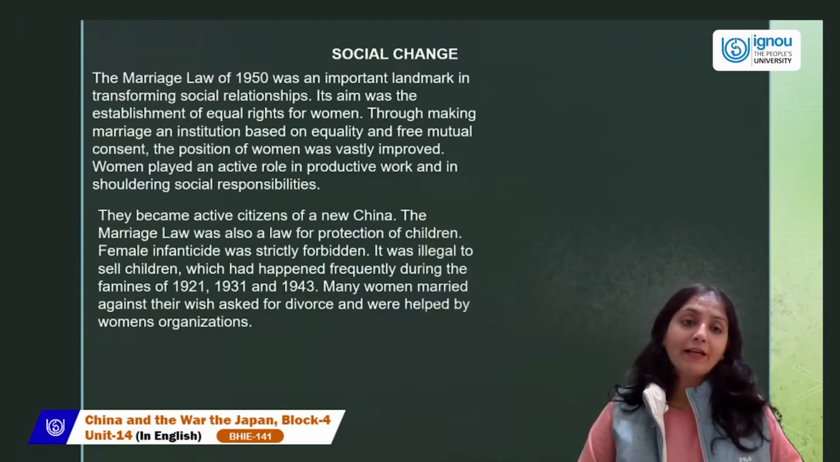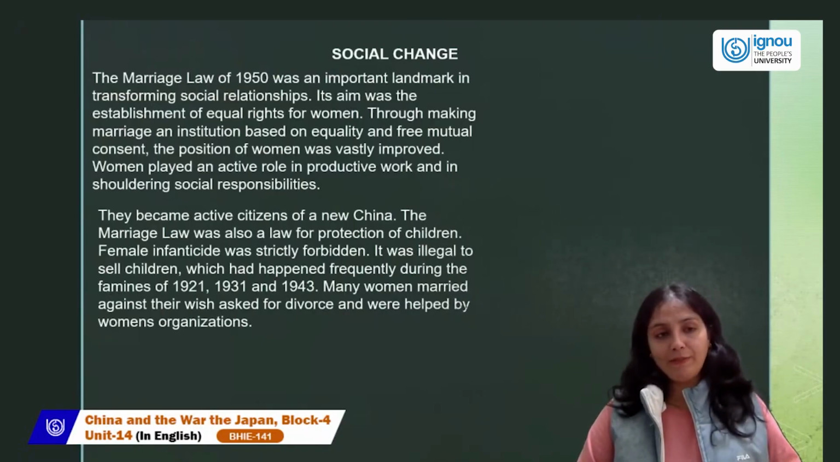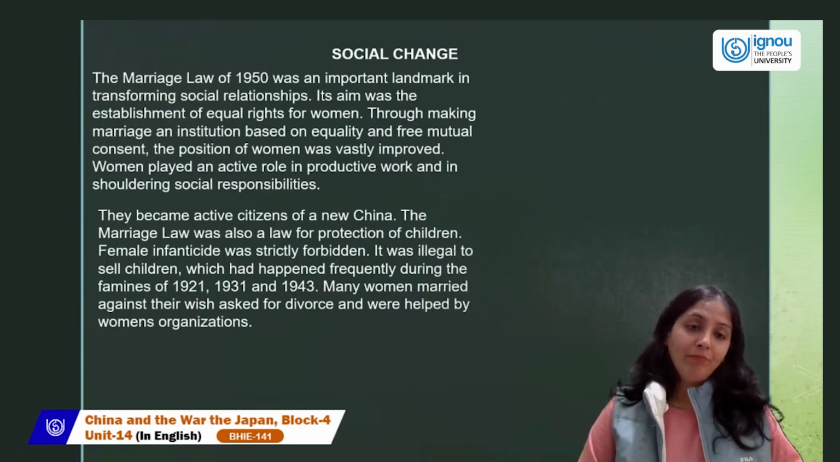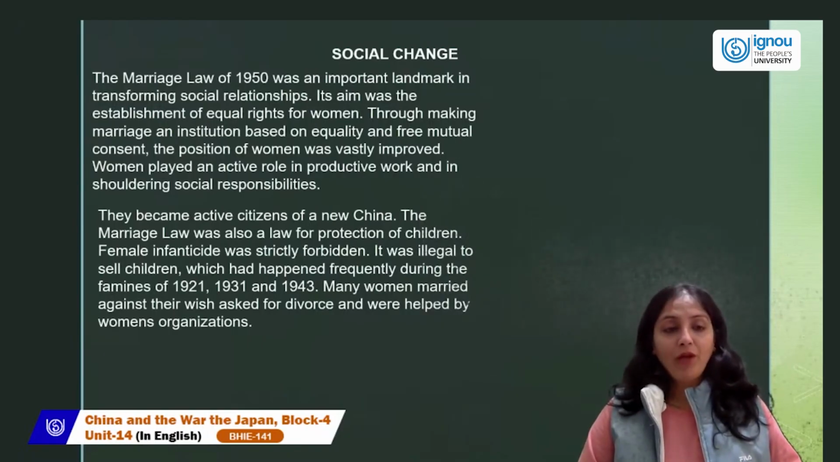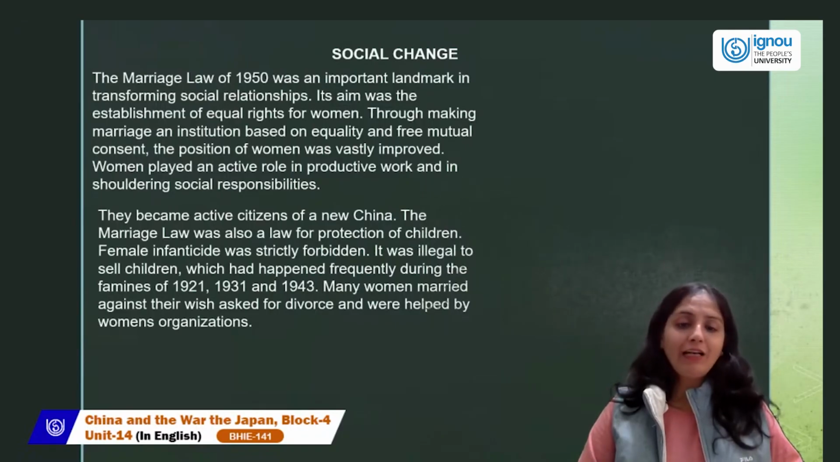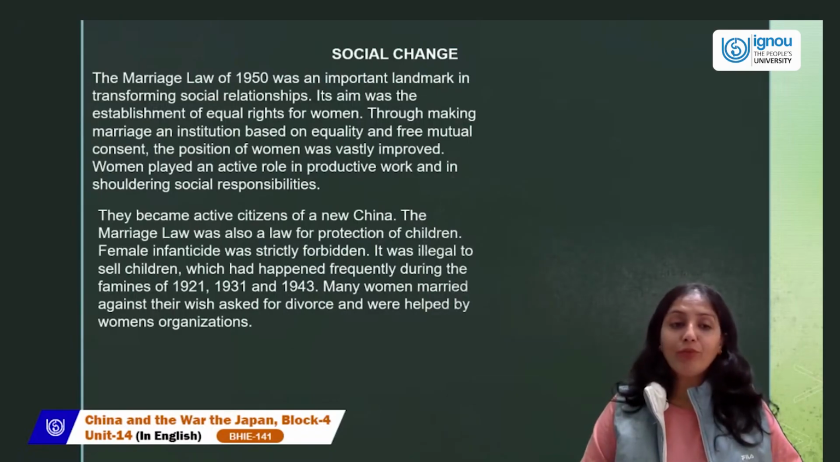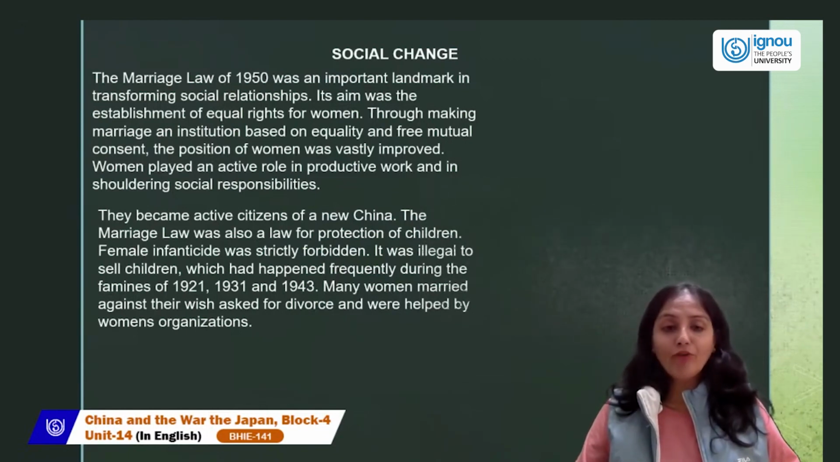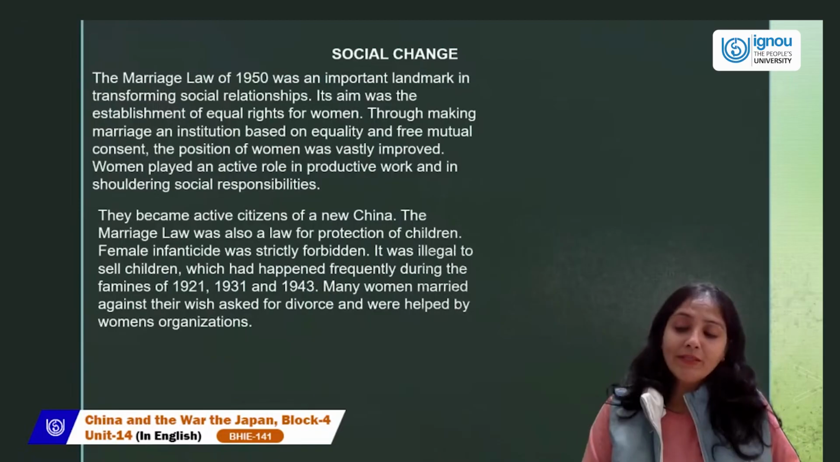Women played a very active role in productive work and in shouldering social responsibilities. They became active citizens of a new China. The marriage law was also a law for the protection of children. Female infanticide was strictly forbidden, and it was illegal to sell children, which happened frequently during the famines of 1921, 1931, and 1943. Many women married against their wish asked for divorce, and were helped by women's organizations.